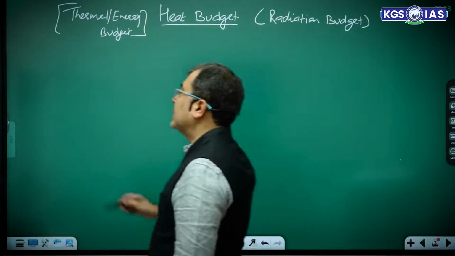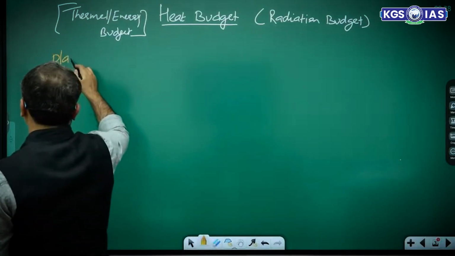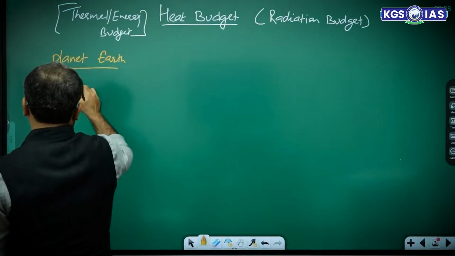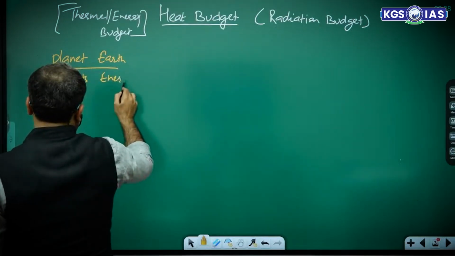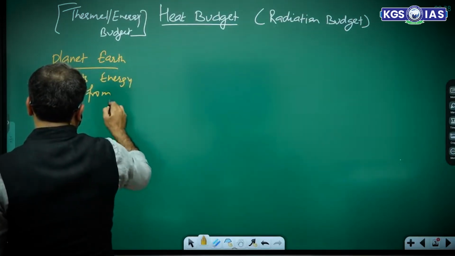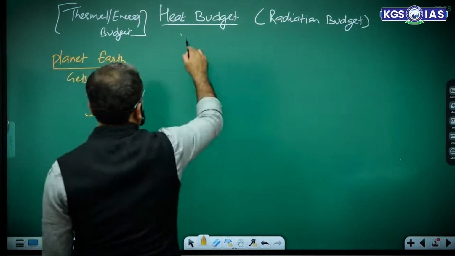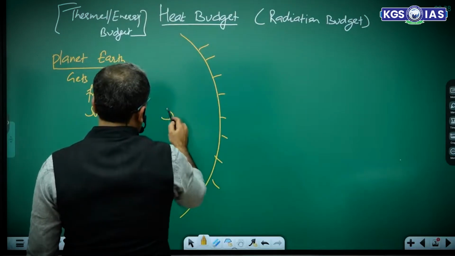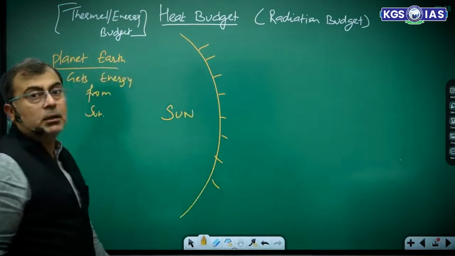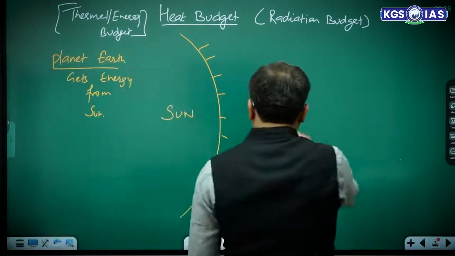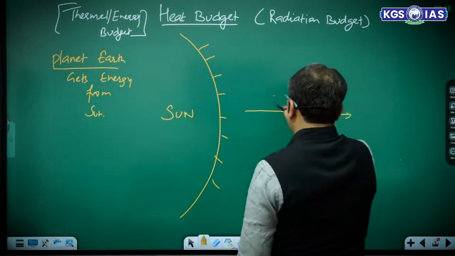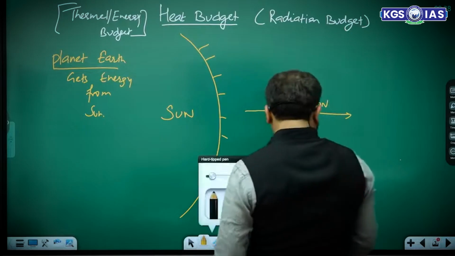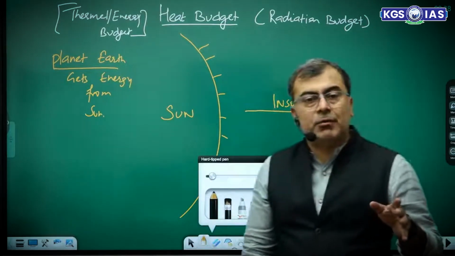So first of all, planet Earth. Planet Earth gets energy from the sun, in the form of insolation.